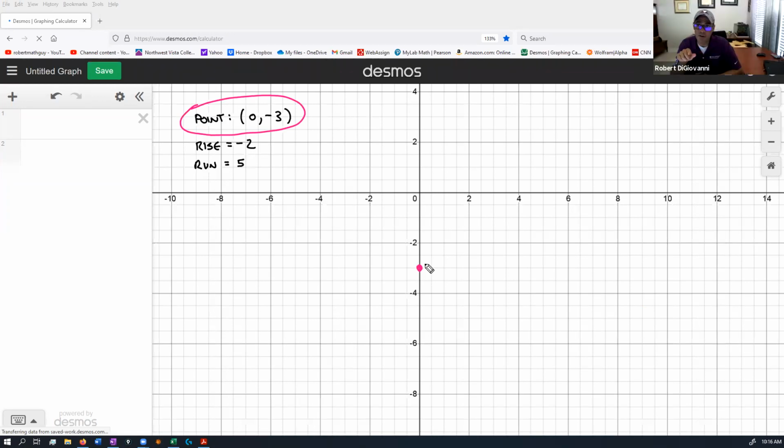I put -2 there. And that's to make sure you understand that when we talk about rise, if it's a positive number, then yeah, you go up. But if it's a negative number, you're going to go down. And with the run, if it's a positive number, you go to the right. If it's a negative number, you go to the left. So I'm going to go from here. I'm going to go down 2, 1, 2. So I move down 2.